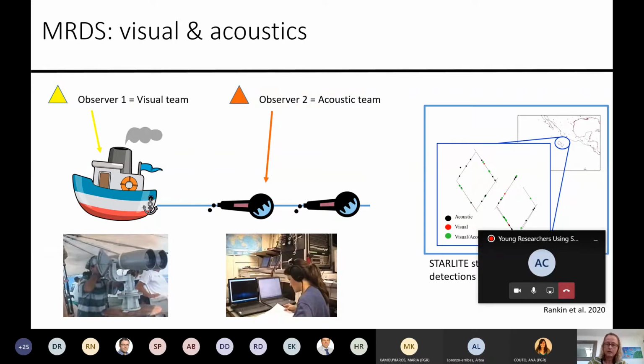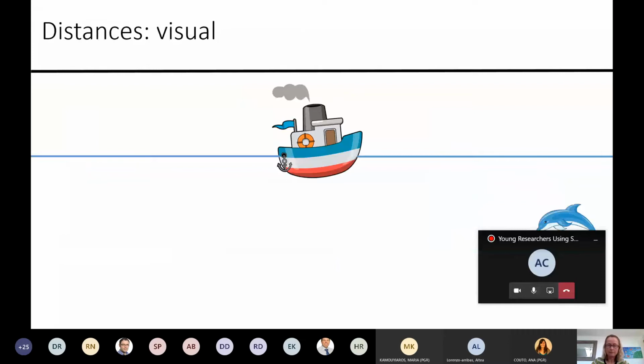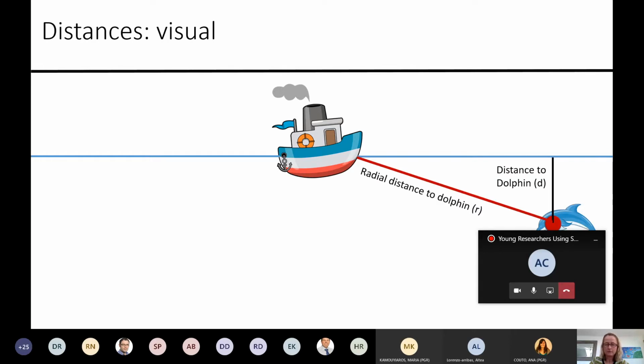So that means at least 2 hydrophones were attached via a long cable and towed behind the ship at about 300 meters. And both of them made detections at the same time. So you might think, how are we going to get the distances for either one of those 2 platforms? So for the visual team, for example, imagine the ship is moving along the line and the observers see a dolphin out there. This is the quantity that we need, the perpendicular distance to the dolphin, but this is what we get.